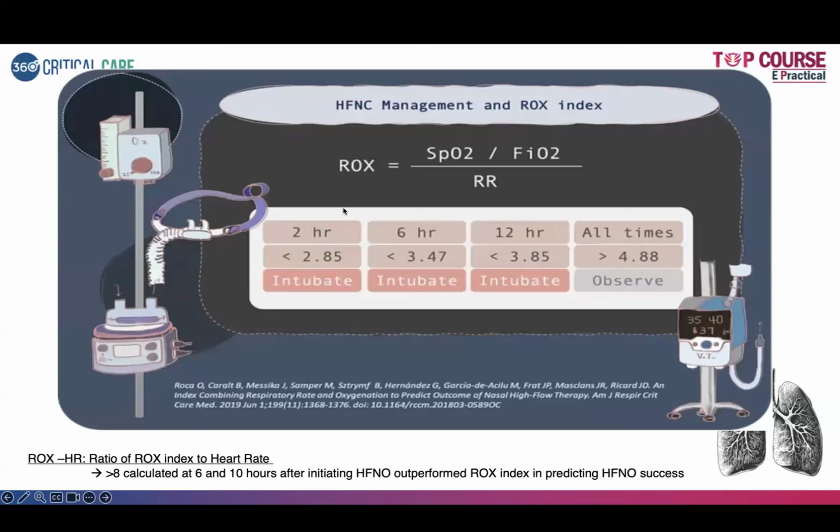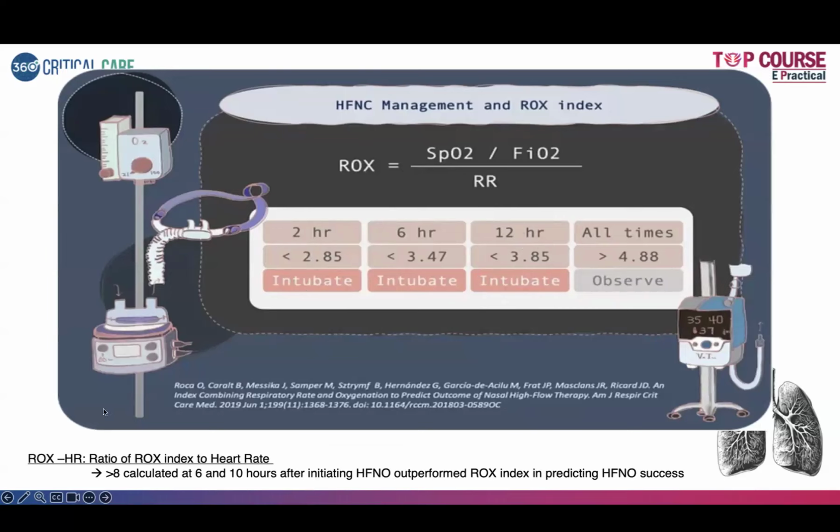So as I said over here, the ROX index, if it is less than 2.85 at 2 hours, you intubate. At 6 hours, 3.47, intubate. At 12 hours, if it is 3.85, you intubate. So in all this, you need to take it very seriously because the positive predictive value is very, very high.